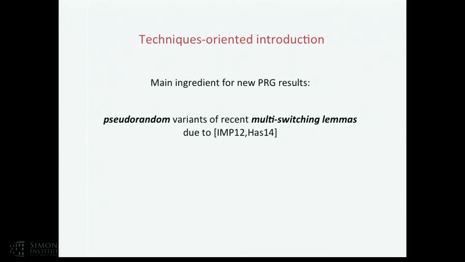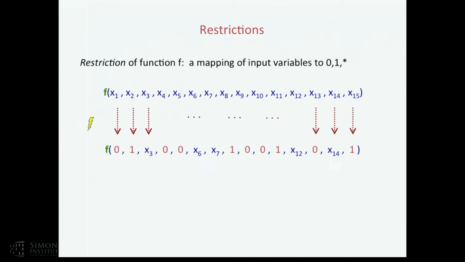Now for a techniques-oriented introduction, just saying the same thing I said a second ago, the main technical contribution that we make is coming up with a way to have a pseudo-random variant of these multi-switching lemmas. And throughout the talk, I think I'm going to be mostly referencing Hastad's recent multi-switching lemma from 2014, but an essentially equivalent multi-switching lemma was obtained by Impagliazzo, Matthews, and Pitassi. I think you could use them interchangeably in the arguments, but just for concreteness, I'll be referring to Hastad's, okay? Good. So I'll go through the basics very quickly.